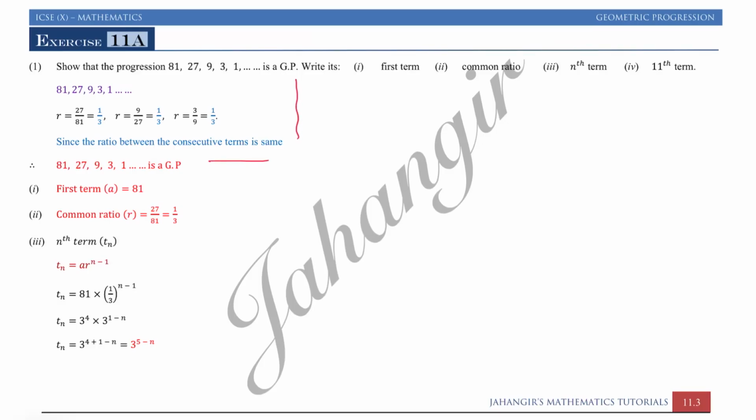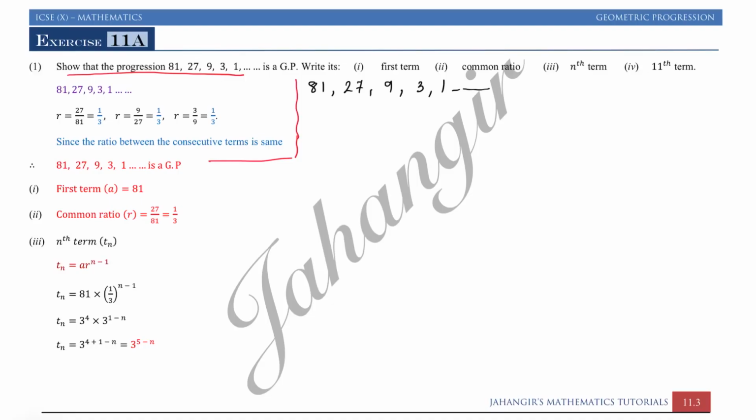Starting with exercise 11A, question number 1. Show that the progression 81, 27, 9, 3, 1 is a GP. Write its first term, common ratio, nth term and 11th term. You have to find lots of stuff. The sequence is 81, 27, 9, 3, 1, dot dot dot.